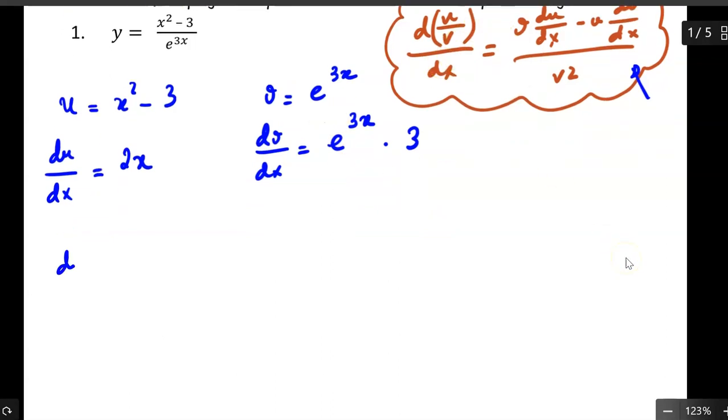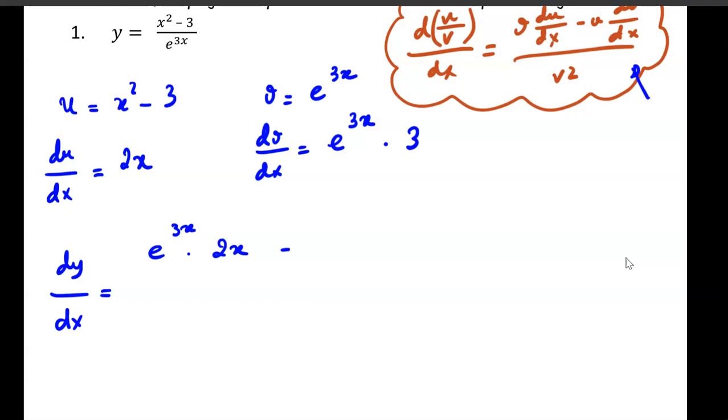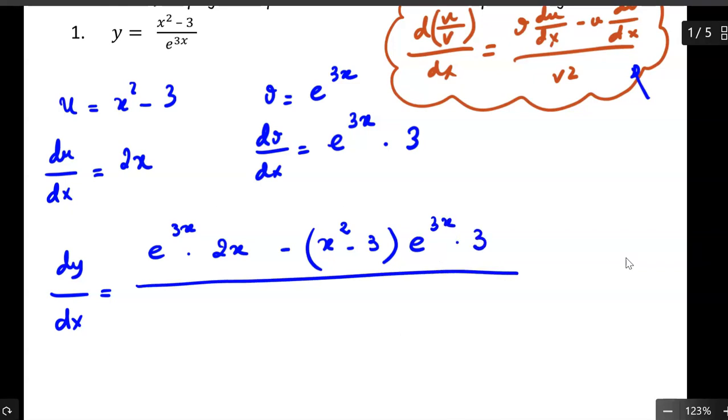Alright. So dy over dx will be equal to v, which is e to the 3x, multiplied by du over dx, so I multiply by 2x. I subtract the u, so I multiply x squared minus 3 with e to the 3x times 3. The whole thing divided by v squared. So v squared is e to the 3x, all of it raised to the exponent 2.